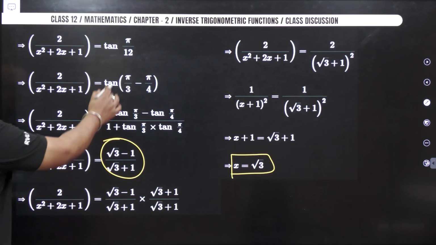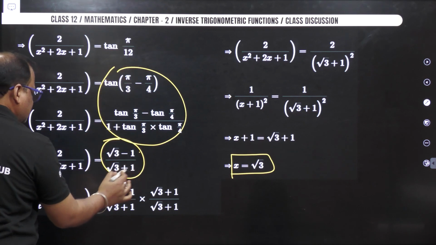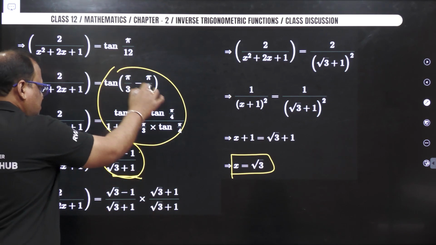You don't need to struggle so much with all this. You can directly write root 3 minus 1 by root 3 plus 1. Tan pi by 12 is root 3 minus 1 by root 3 plus 1. You don't have to understand this. This is not required.